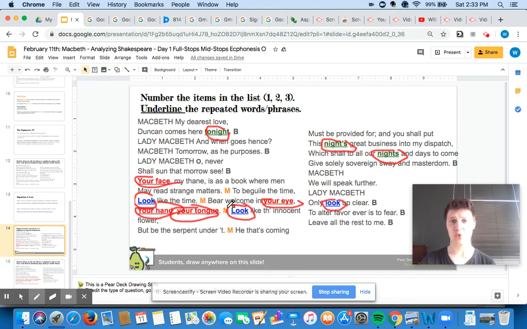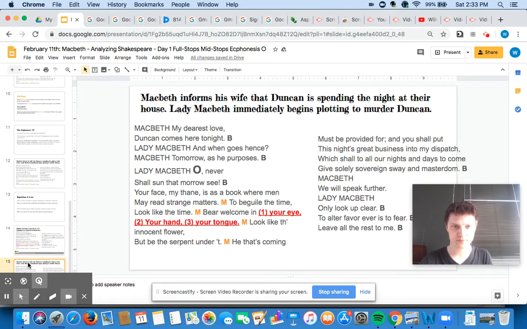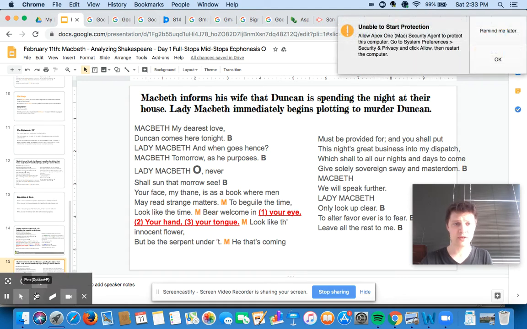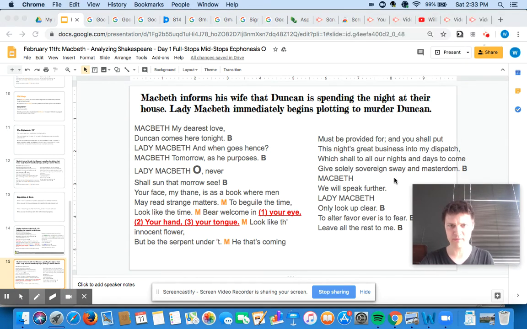If she were actually to read this out loud, she would read each of these with a little bit more intensity. Usually what I have people do is number these. So let's go to a cleaner screen for one second. When Lady Macbeth goes, bear welcome in your eye, your hand, your tongue, each one of those is sort of like you're walking up a set of stairs. Each one of those is a little bit more intense. Bear welcome in your eye, your hand, your tongue, look like the innocent flower, but be the serpent under it.